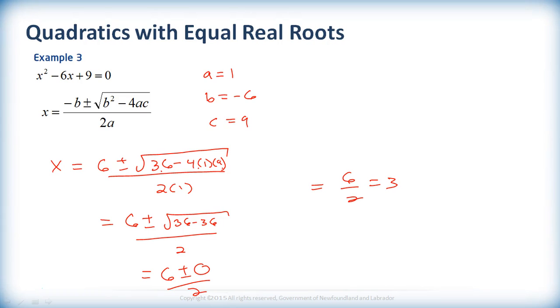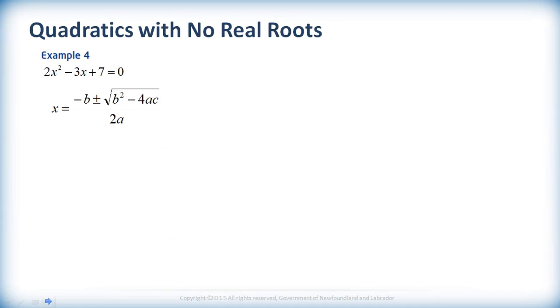So you could say that you get the same answer twice. So we get equal real roots. x equals 3 or x equals 3. Yep, that's what that's all about. Okay, what if we get no real roots? That's a funny one. So let's take a look at this one. We've got a equals 2, b equals negative 3, and c equals 7.